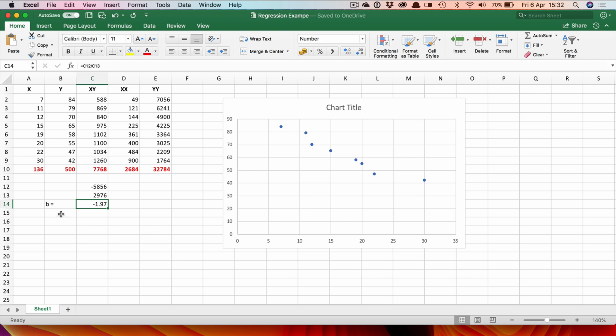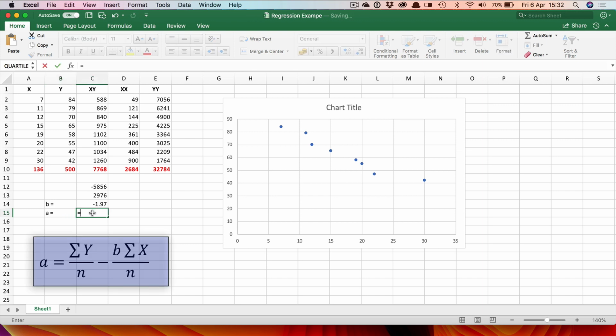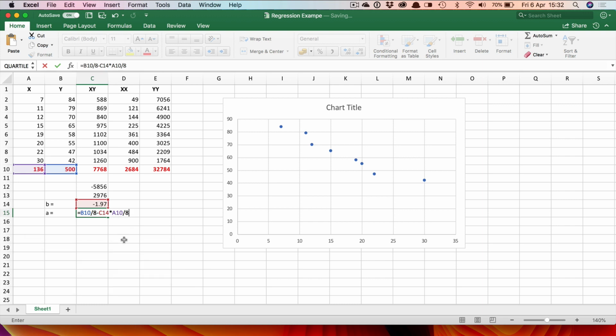Now I can calculate A, the intercept. Now the formula for A is sigma y divided by n minus b, and this is why I needed to calculate b first, times sigma x divided by n. Again, no brackets required. The multiplications and divisions will be done first before the subtraction. So I don't need to override the normal rules here.